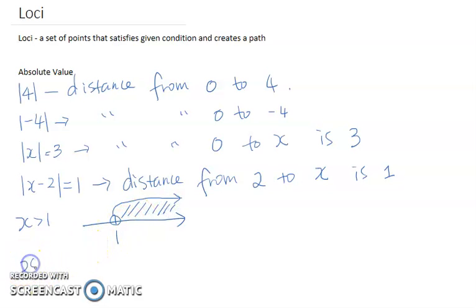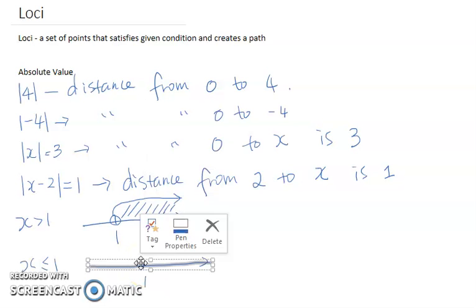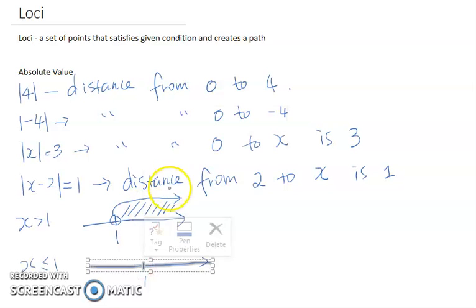Now, if I have x is less than or equal to 1, to show it on the number line, again, I label 1. Now this time you have an equal sign, that means that includes 1. So instead of an empty circle, I draw a solid point here. And this is less than, so I draw the arrow towards the left-hand side because all the left-hand side part of the 1 is less than 1.